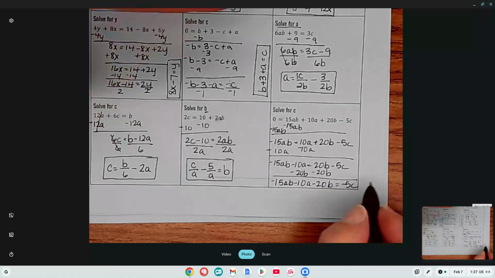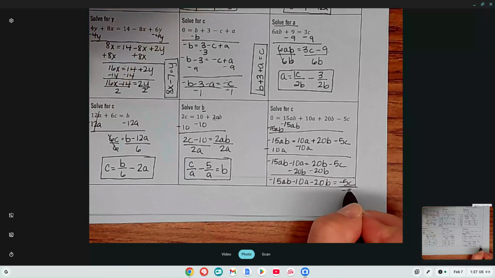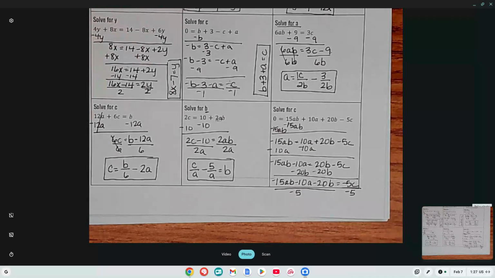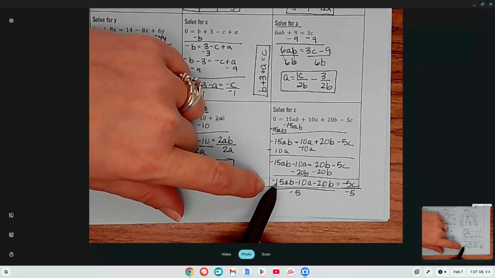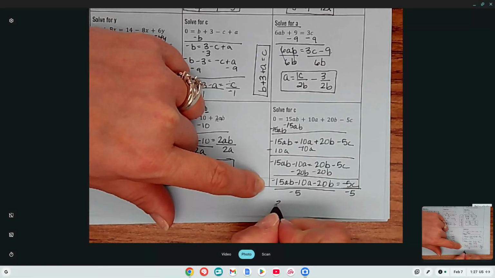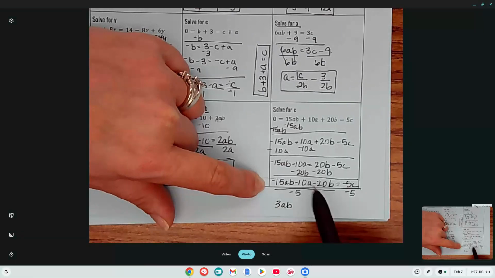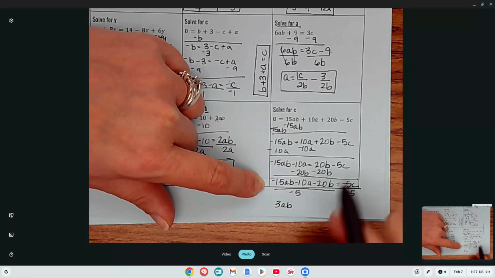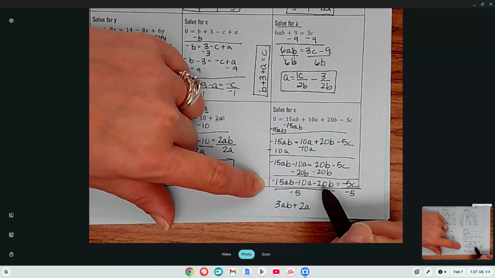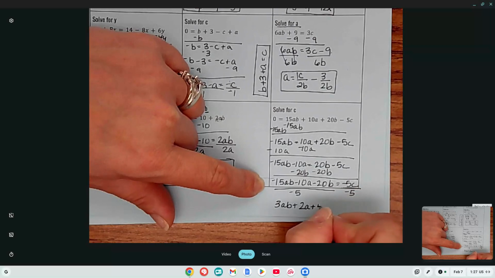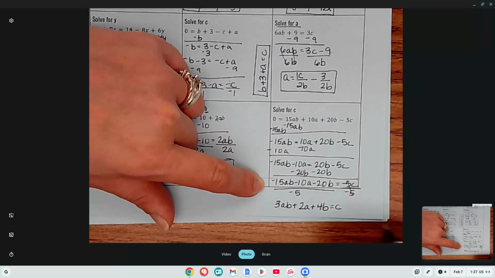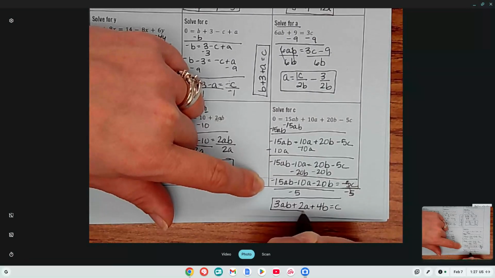We are so close. We're almost there. Last step. Divide everything by negative 5. Negative 15 divided by negative 5 is positive 3. Negative 10 divided by negative 5 is positive 2. Negative 20 divided by negative 5 is 4. And then that's gone, and we have C. And there you have it.